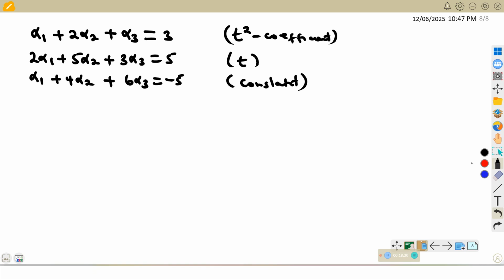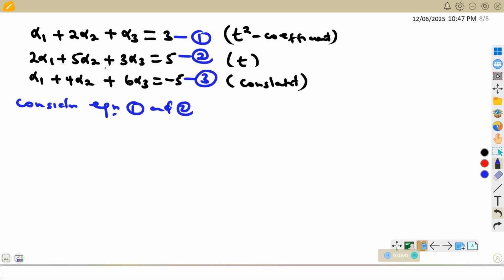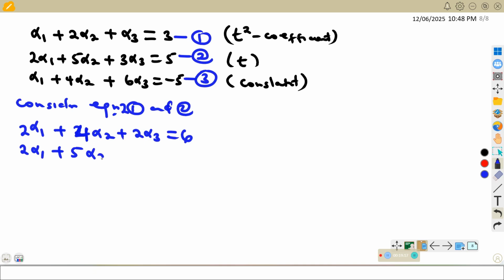Then from here, our interest as usual is to obtain alpha 1, alpha 2, and alpha 3. So you know the procedure of doing that. Let us consider equations 1 and 2. Then we eliminate maybe alpha 1. We need the coefficients to be the same. Let us multiply equation 1 by 2. This will be 2 alpha 1, 4 alpha 2, 2 alpha 3, which is equal to 6. We consider it with 2 alpha 1, 5 alpha 2, 3 alpha 3, which is equal to 5.